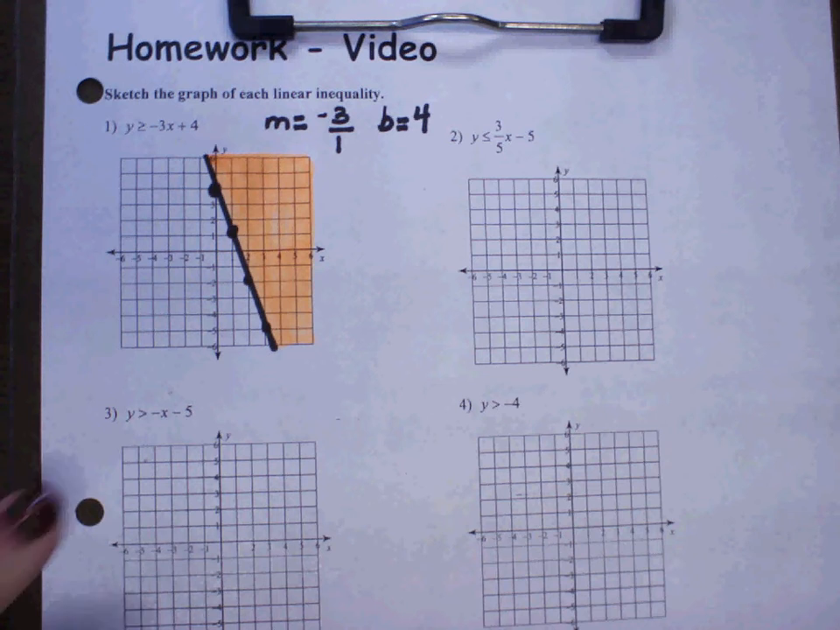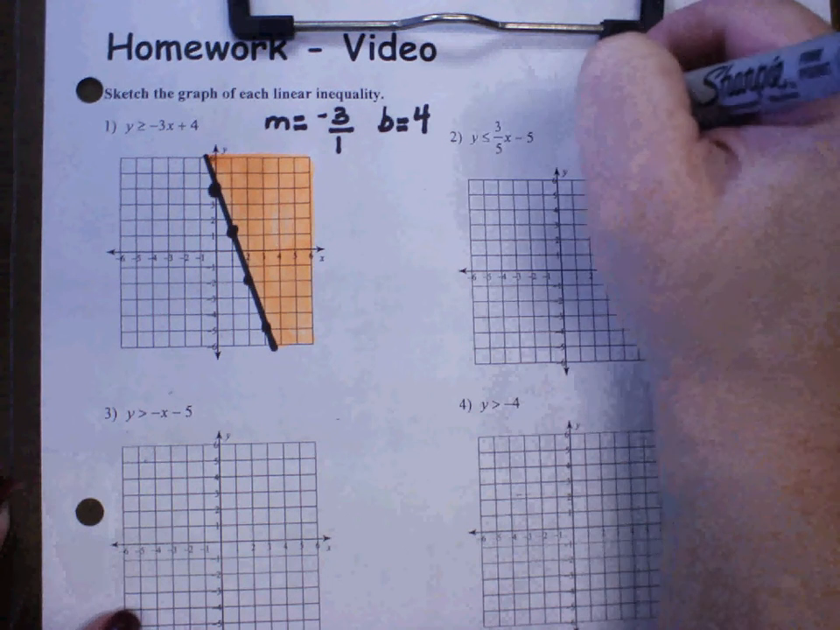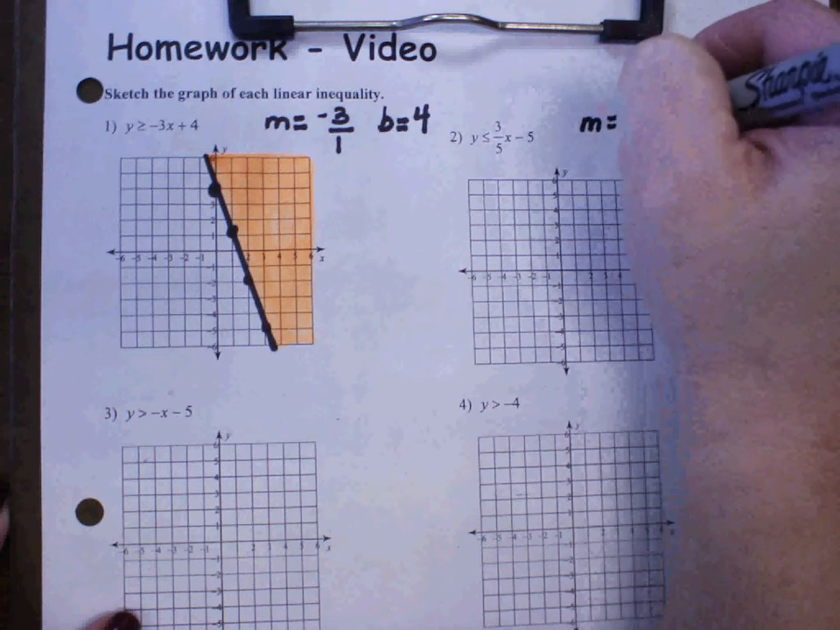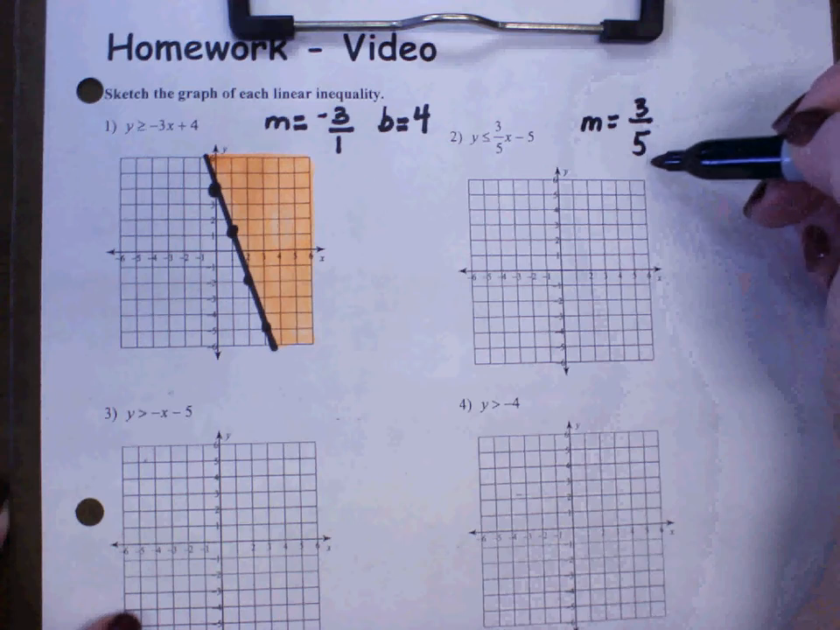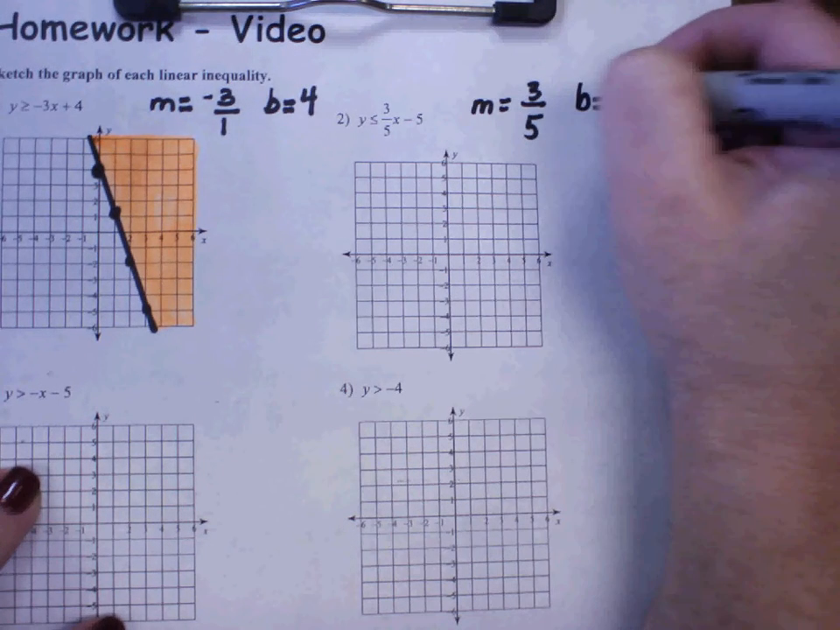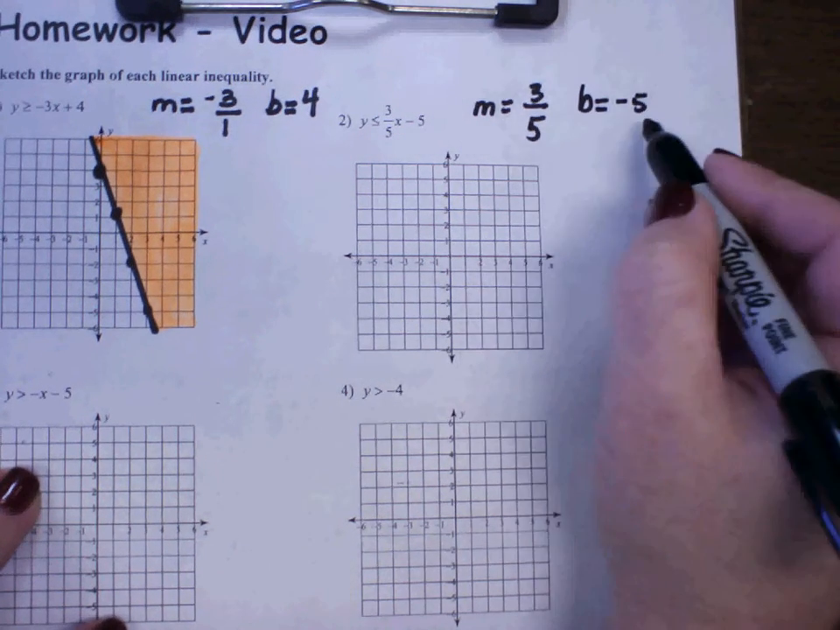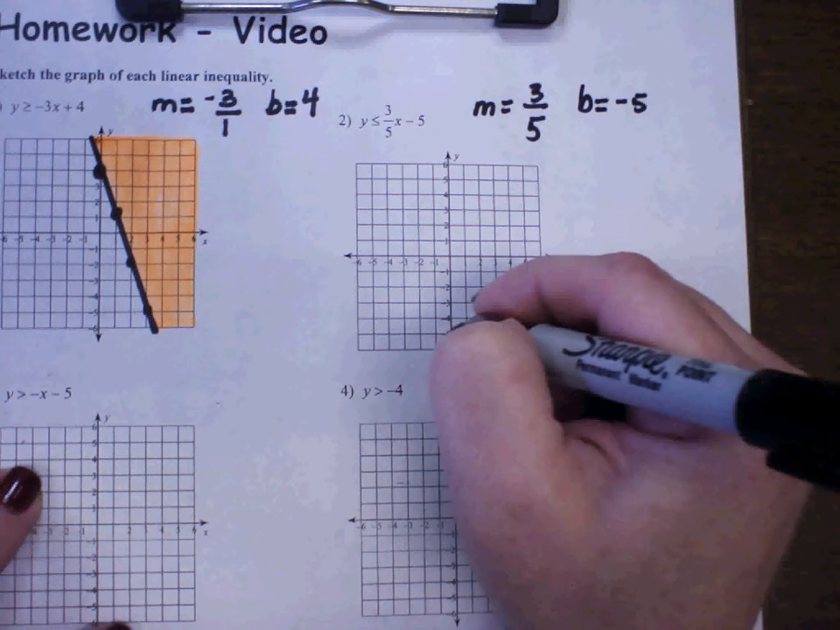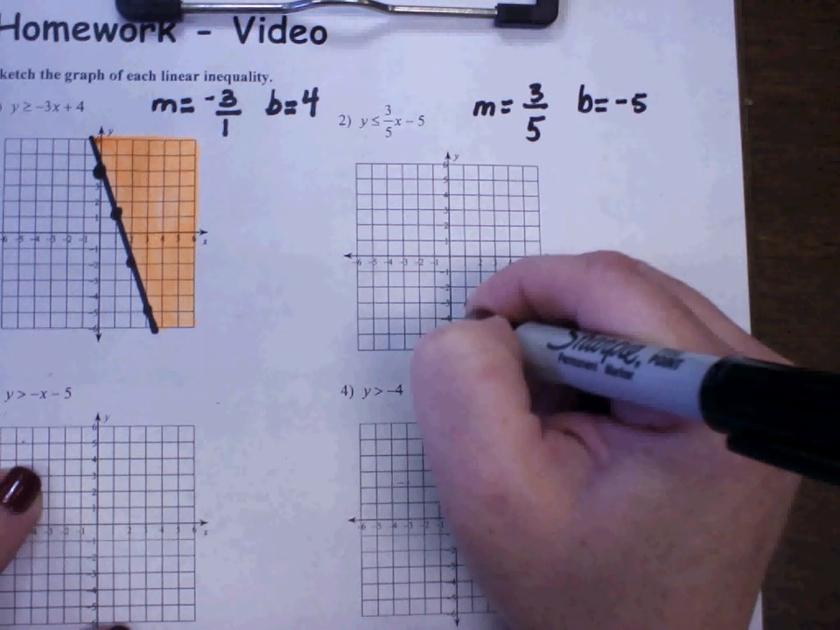All right. So what's your slope over here? Which means I have a rise of 3 and a run of 5. And then what's my y-intercept? -5. So I always start with my starting point, which is your b. So we have to go all the way to -5 and make a little dot on -5.